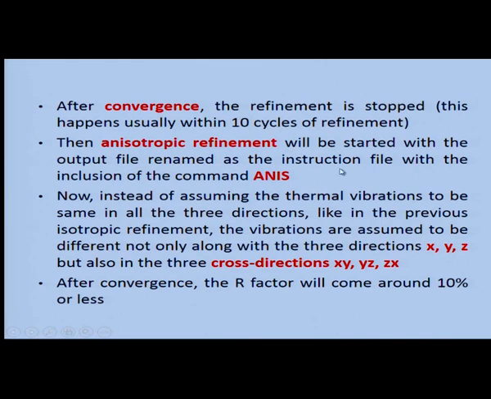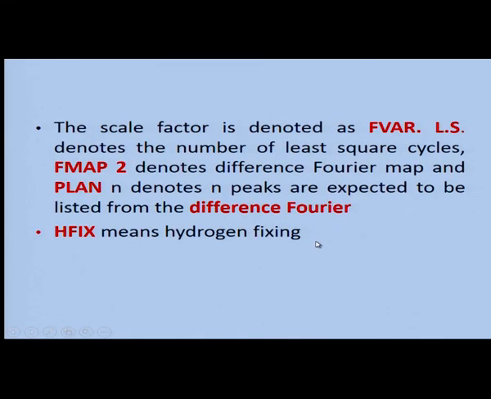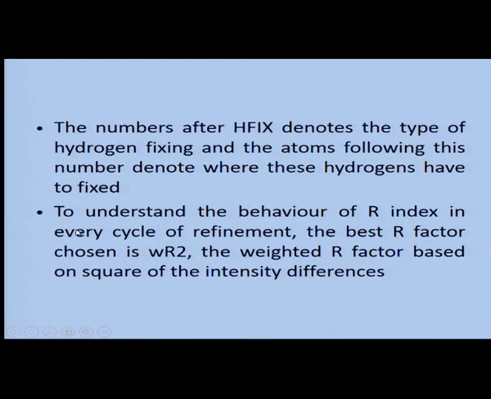So, these are all done automatically. At every stage you have to do isotropic, anisotropic, and every time the R factor is calculated. Then there is a parameter called goodness of fit, which should be close to 1. Once the refinement is completed, the mean shift by ESD should be close to 0. We talk about least squares, how many cycles you want to give for refinement, how many extra atoms you want to find, how many peaks you want to find, hydrogen fixing, everything is automatic. One day we will just run the program and I will show you the results.